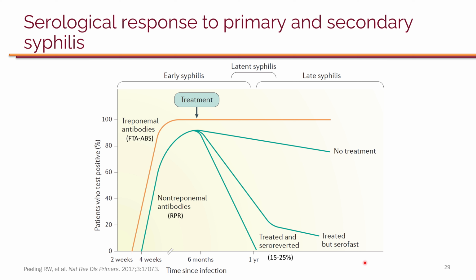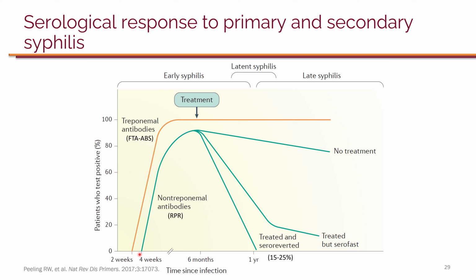Now take a look at the kinetics of these serologies. Here on the x-axis, we're looking at time since the patient developed syphilis. The initial phase is early syphilis, followed by latent syphilis and transitioning into late syphilis. Within the first 2 weeks, the treponemal antibodies start to go up, and then they pretty much stay steady throughout life. Whether the patient receives treatment or not, these antibodies will be detectable. So when somebody tests positive and has received treatment in the past, we cannot distinguish between a new infection or a previous infection that was treated.